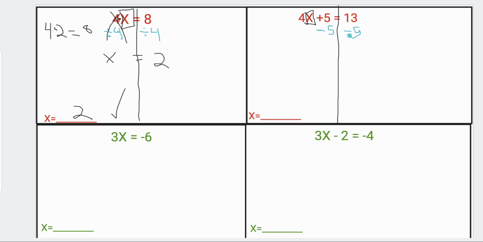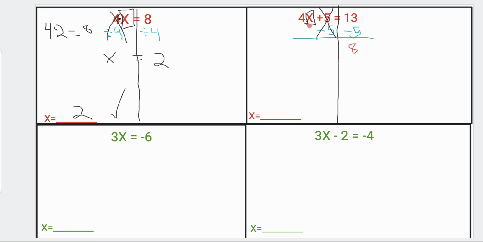So what do I get here? Well, 5 minus 5 cancels out. 13 minus 5 is 12, 11, 10, 9, 8. So I'm going to get 8 here. So on the right side, I have an 8.